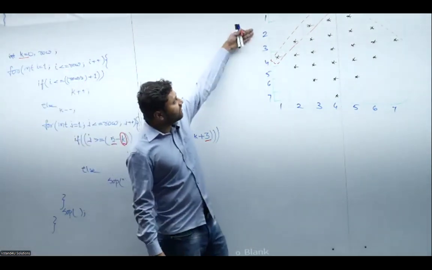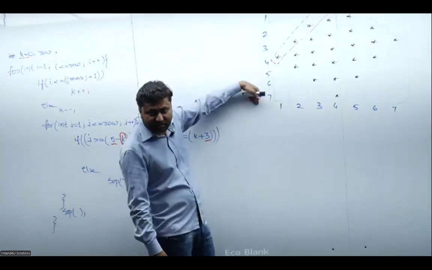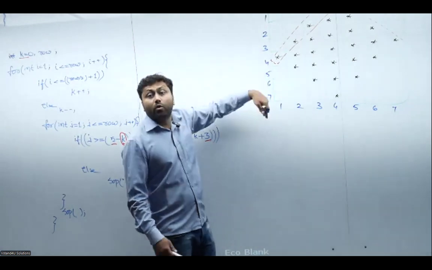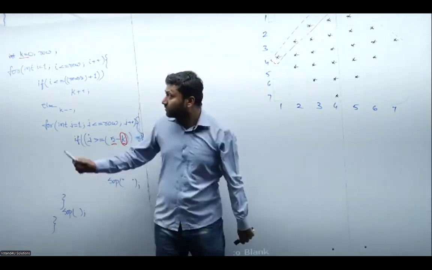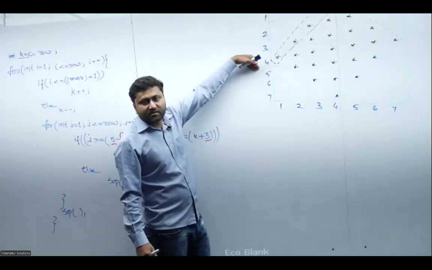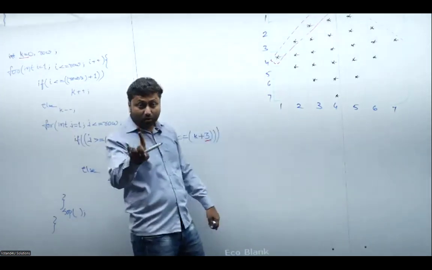Because i is always increasing. See, 1, 2, 3, 4, 5, 6, 7. i is always increasing. But our structure sometimes increases, sometimes decreases. Our k variable has that power to sometimes increase, sometimes decrease. Agree? That is the only reason.